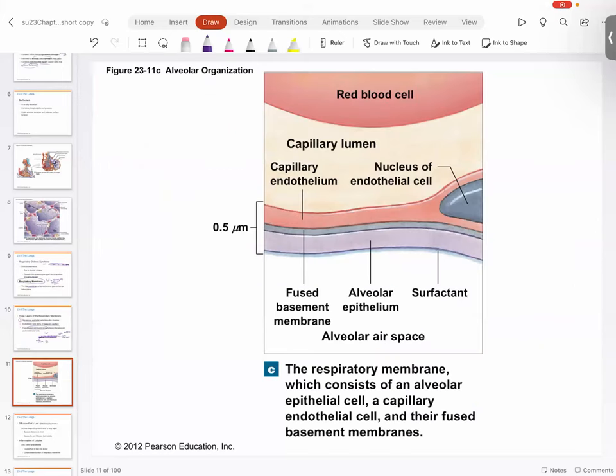Here's our respiratory membrane. So we're talking about 0.5 micrometers. That's 10 to the minus 6 meters. So that's a millionth of a meter. And it's actually half that size, right? So basically then you have your capillary endothelium here, and then you have your alveolar endothelium here. And then in between this area here, the gray area, is going to be your fused basement membrane.